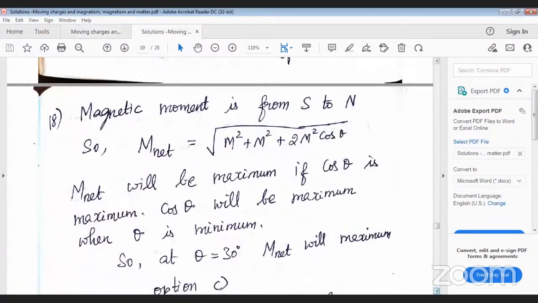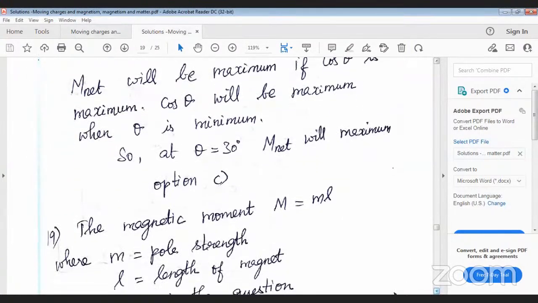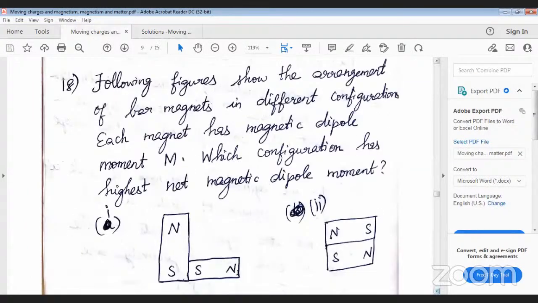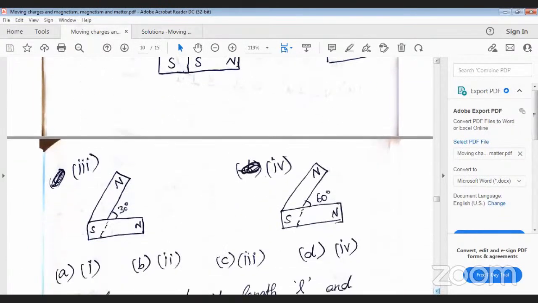So for theta equal to 30 degree, m net will be maximum. So option C is the right answer, because it is having theta equal to 30 degree. That's the minimum value among all the four configurations.